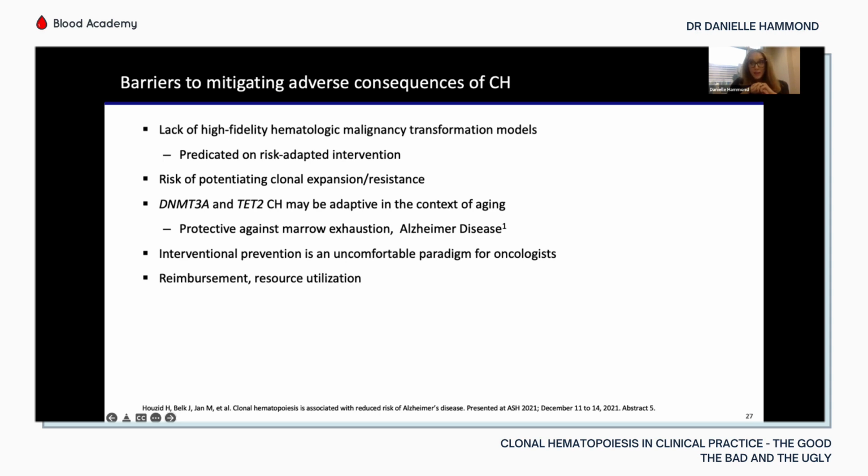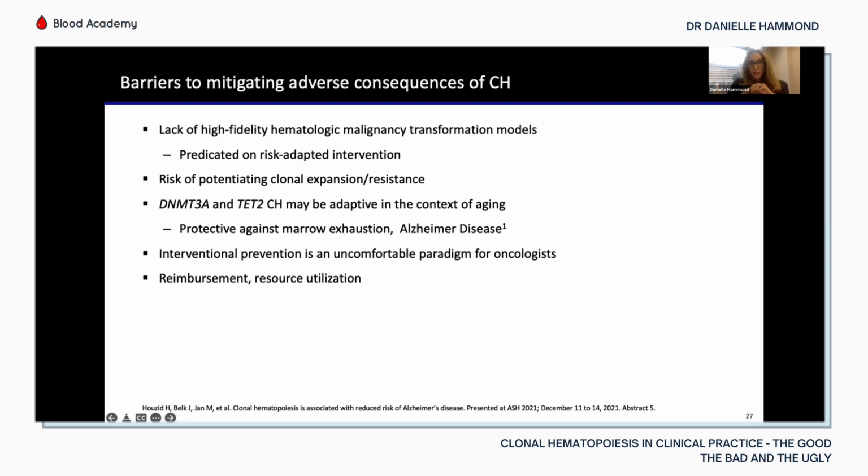And the other thing is that clonal hematopoiesis is not necessarily all bad. And there was a very interesting presentation at this past year's ASH general meeting in which there was a protective association between clonal hematopoiesis and actually Alzheimer's disease. And moreover, it is thought that at least certain forms of clonal hematopoiesis actually might be essential to maintaining the pruned hematopoietic stem cell pool in the very elderly population. So we have to watch to not cause unintended consequences by intervening.